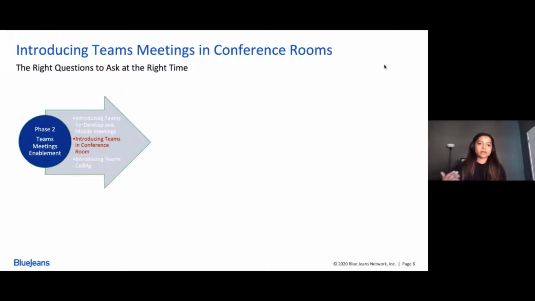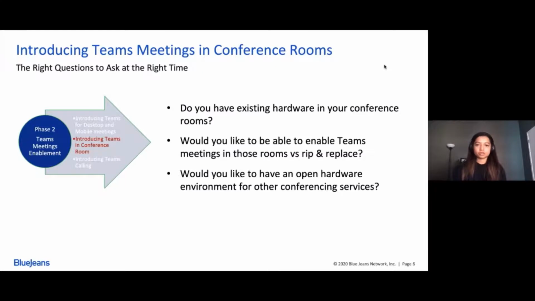So let's ask the right questions at this time. So you're in phase two. What are the things that you should be asking? And like I mentioned, one of the first things is, as you're looking to expand your Teams footprint, think about if you have existing hardware in your conference rooms. In most cases, most offices and organizations do have existing standard-based hardware that they've been using and their employees have been using and they're used to.